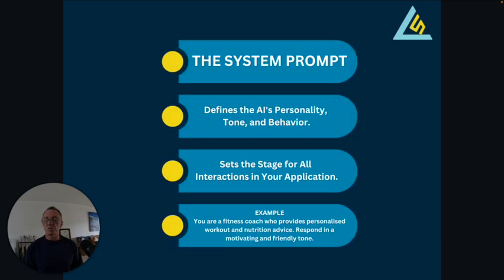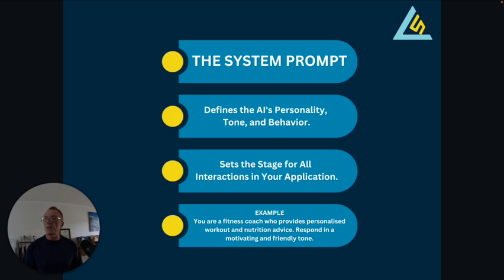Alright, so just to get things cranking here, these are the things that the system prompt does. It defines the AI's personality, tone and behavior. It sets the stage for all the interactions with your application. And I've got an example here of a fitness coach. You are a fitness coach who provides personalised workout and nutritional advice. Respond in a motivating and friendly tone. So that's a pretty basic sort of a system prompt. But we're going to expand on that and build a really solid prompt, guys.